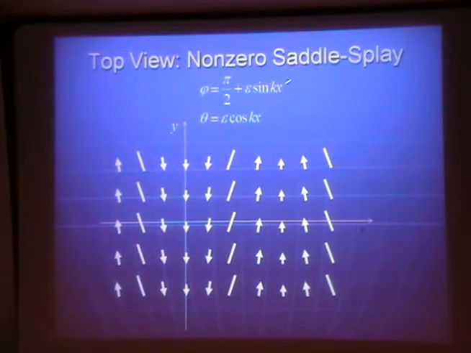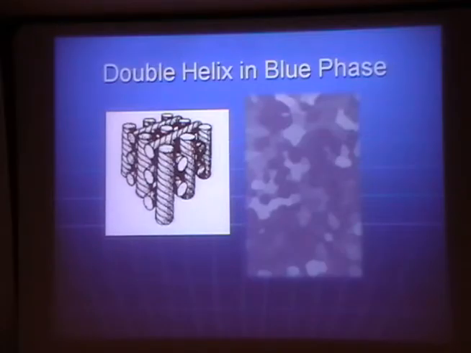In this case, the free energy contribution may be positive or negative depending on the sign of K24. So if K24 is big, it can destabilize the uniform orientation of the liquid crystal, inducing a spontaneous orientation distribution. That particular one-dimensional orientation is exactly what's happening in the blue phase.